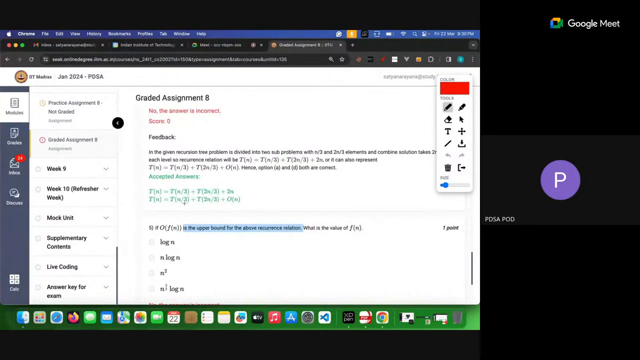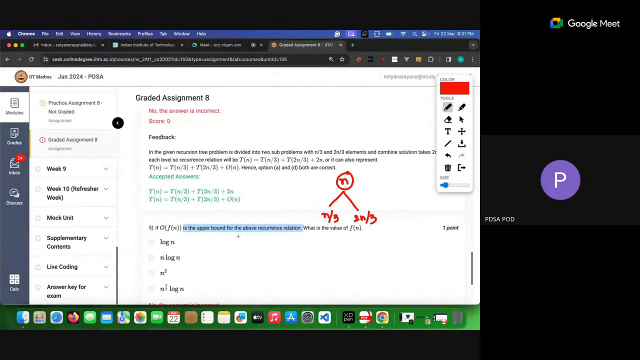this particular n by 3 and n by 3 and 2n by 3. See, look at your n. It is going to be divided into two kinds of recursions. Is it right? The first one is n by 3. The next one is 2n by 3. Is it right? This way it is going. Again, it's going to n by 9 and going to the next level. Is it right? In that way it's going.